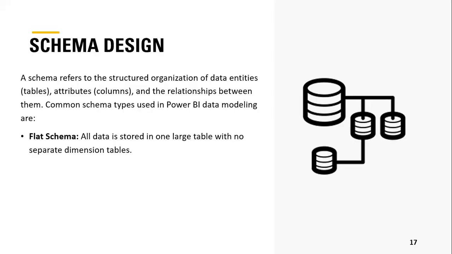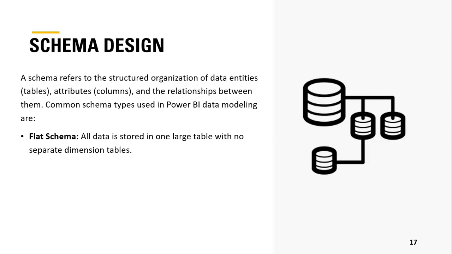So for schema design, a schema refers to the structured organization of data tables, the attributes, and the relationships between them. A schema is more like a diagrammatic representation of your model. So there are three basic types of schema we have, especially in Power BI. So you can talk about the flat schema. In a flat schema, all data is stored in one large table, with no separate dimension tables.